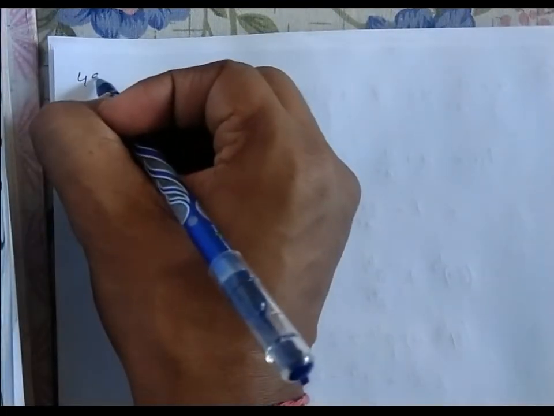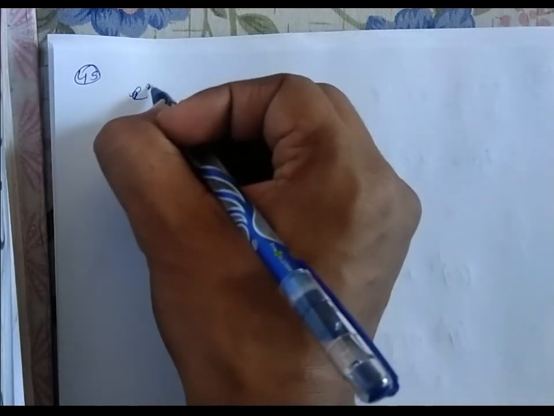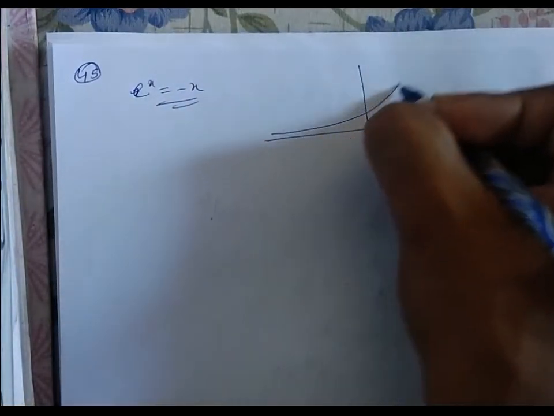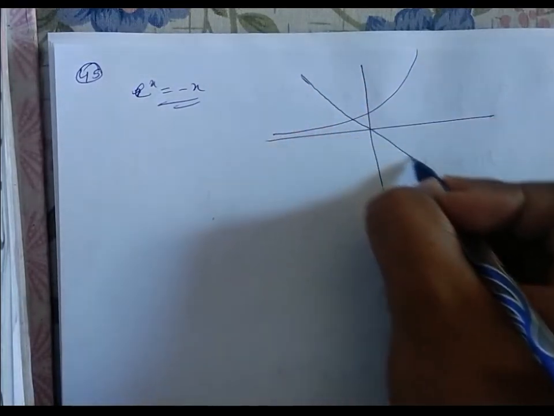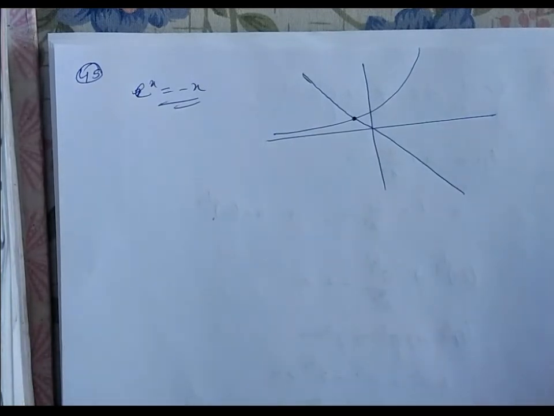Moving on to the next question, question number 45. Prove that the equation x plus e power x is equal to 0 has only one root. So e power x is equal to minus x. The simplest form would be draw the graph of the equation, and clearly these two graphs are going to intersect at exactly one point, hence there will be just one root. Moving on to the next question, question number 46.